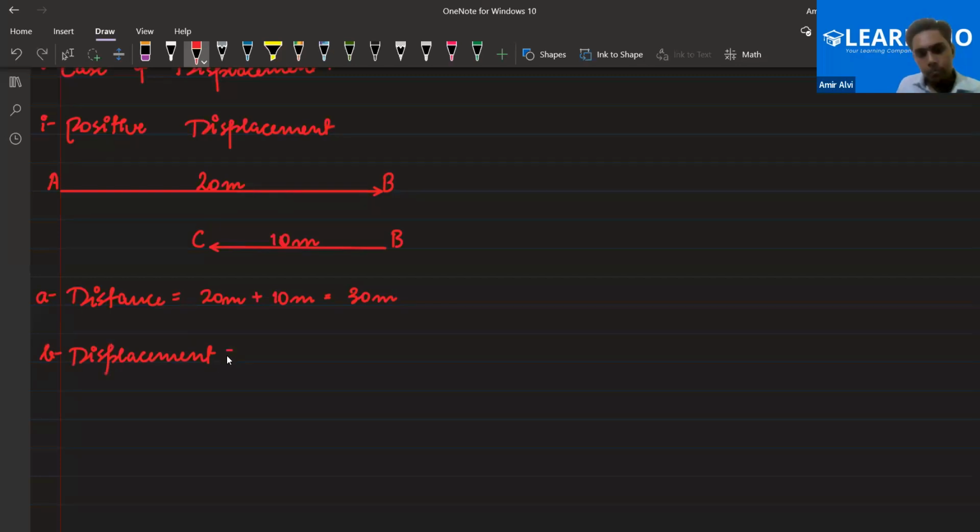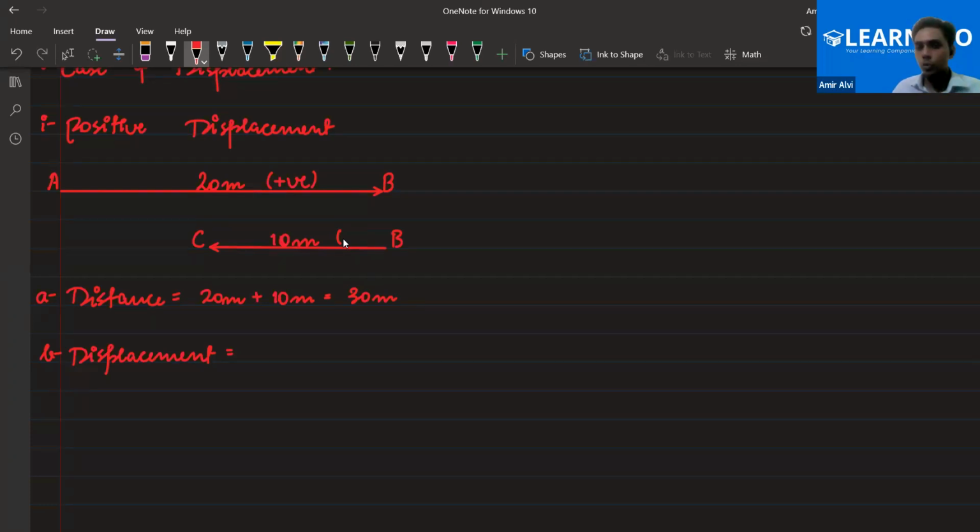Displacement is a vector quantity, so it depends on the direction. I'm assuming this direction from A to B, the rightward direction, as positive, and this leftward direction will automatically be negative. It doesn't matter which direction you choose as positive. If you choose the right as positive, the left automatically becomes negative, and if you take left as positive, the right becomes negative.